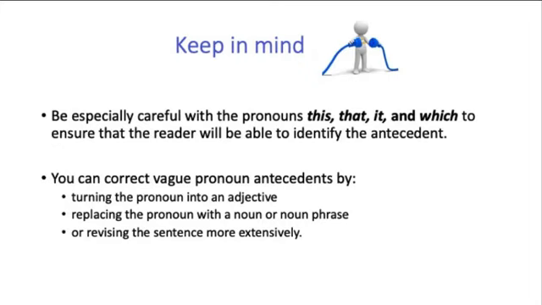So, taking this all together, you should keep the following in mind. Be especially careful with the pronouns this, that, it, and which, to ensure that the reader will be able to identify the antecedent. Correct vague pronoun antecedents by turning the pronoun into an adjective, or by replacing the pronoun with a noun or a noun phrase, or by revising the sentence more extensively.